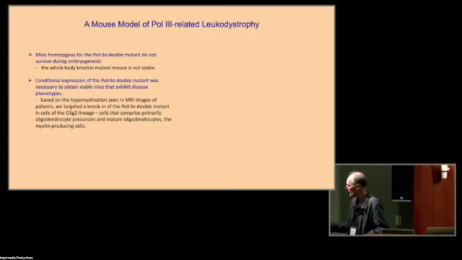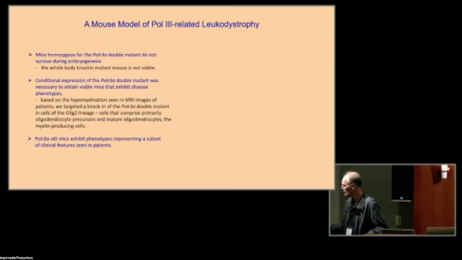And in choosing how we would do this, we were motivated by the hypermyelination phenotype that's seen in the MRI images of patients. And so we targeted, as a result, cells of the Olig2 lineage. So these are the cells that comprise primarily the oligodendrocyte precursors and the mature oligodendrocytes, so the cells that make the actual myelin. And it was those cells, and only those cells, that were expressing the mutation, and we were able to generate viable animals that exhibit a subset of clinical features that are seen in patients. So I'm going to show you some of those phenotypes in the mouse now and try and relate that to the patient.